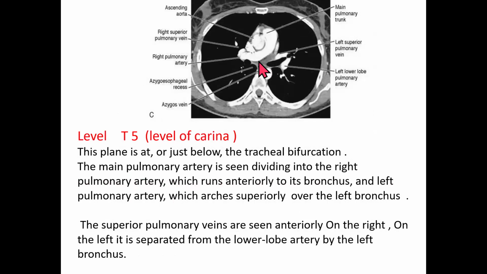The level of T5 is the level of the carina, here they call it the level of bifurcation, where the tracheal bifurcation into right and left main bronchus occurs, and the right pulmonary artery and left pulmonary artery. This is the aortic arch, this is the azygos vein posteriorly. Here are the ascending and descending aorta.